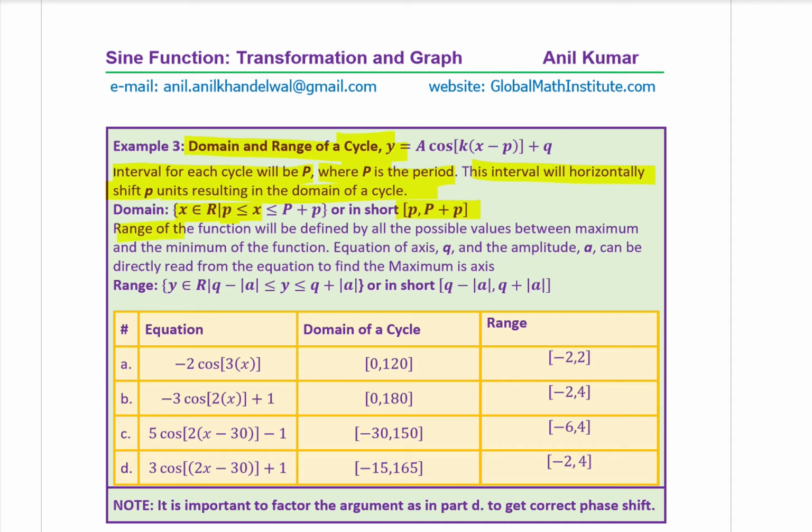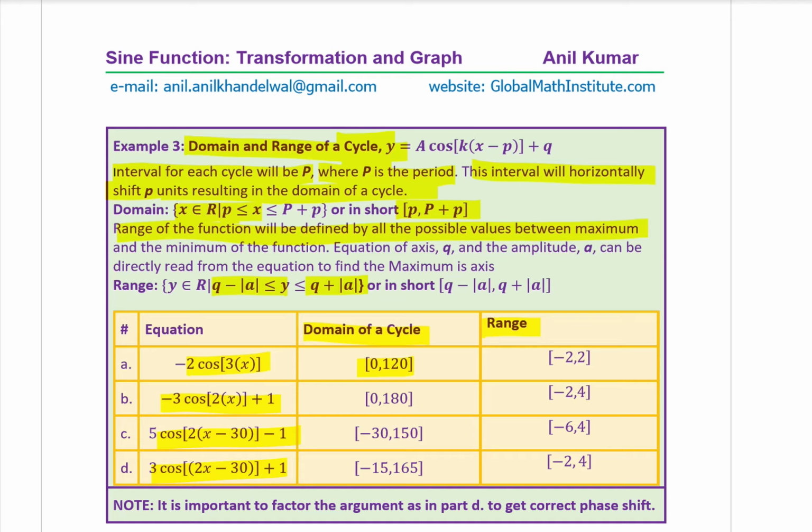Now, as far as the range is concerned, it depends on the axis and the amplitude. Therefore, the range will be from the axis minus the amplitude, which is always positive, to the axis plus the amplitude. That's how you get the range. We have 4 examples here. I'd like you to pause the video and write down their domain and range. Then you can match the answers with this solution. Clear?